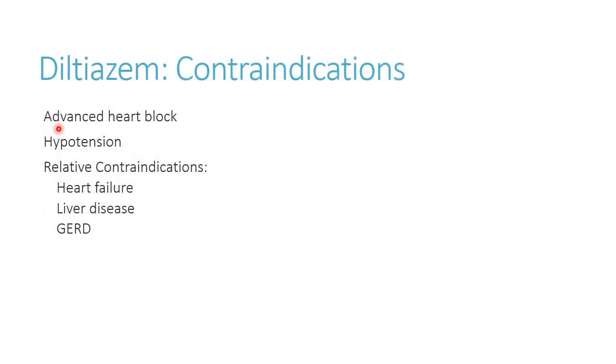So contraindications: they already have advanced heart block. Obviously, wouldn't want to worsen that. They're hypotensive, probably don't want to worsen that. And then just relative contraindications, again, usually avoid it in heart failure patients. You don't use it too often. And then they can worsen things like liver dysfunction, may not be able to clear the drug as well. And then GERD symptoms could be worsened by this.